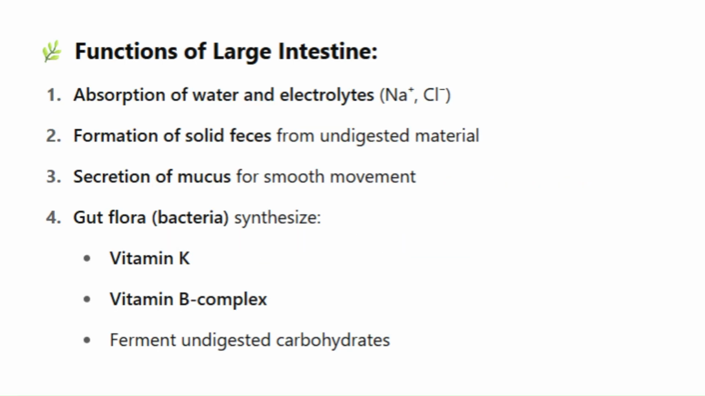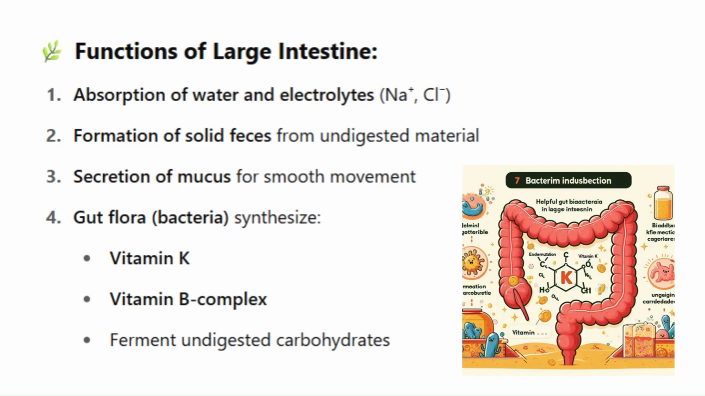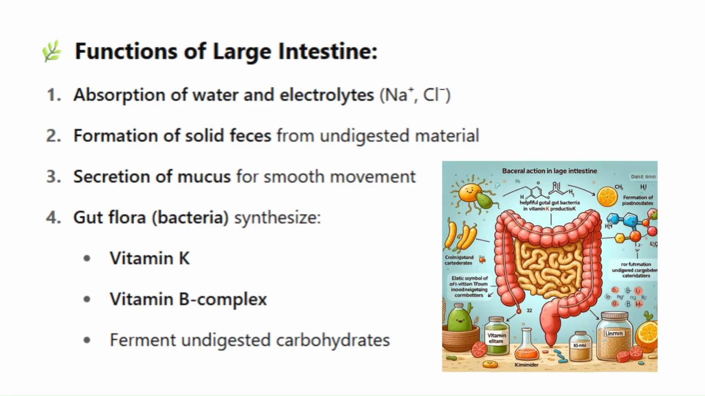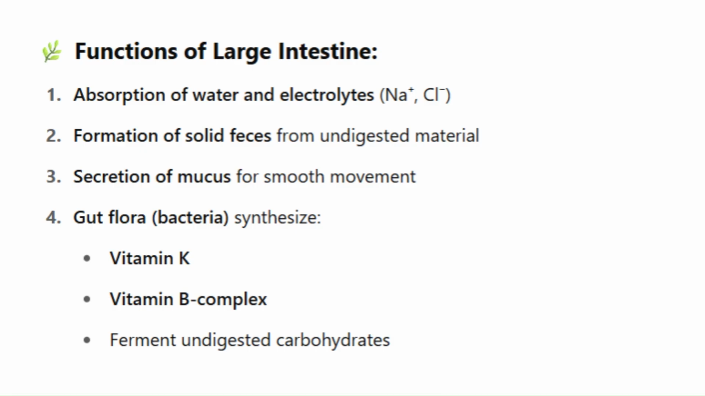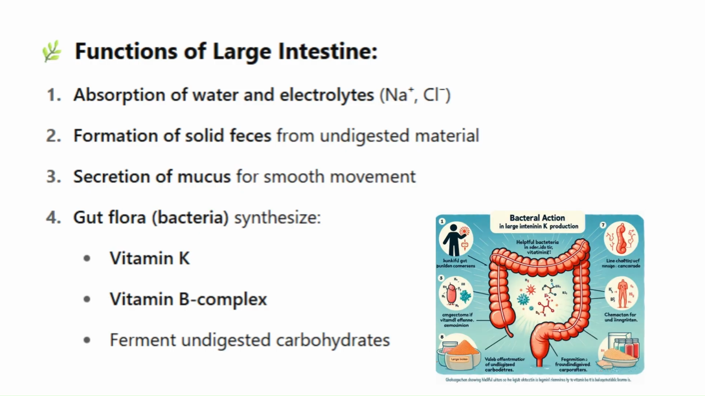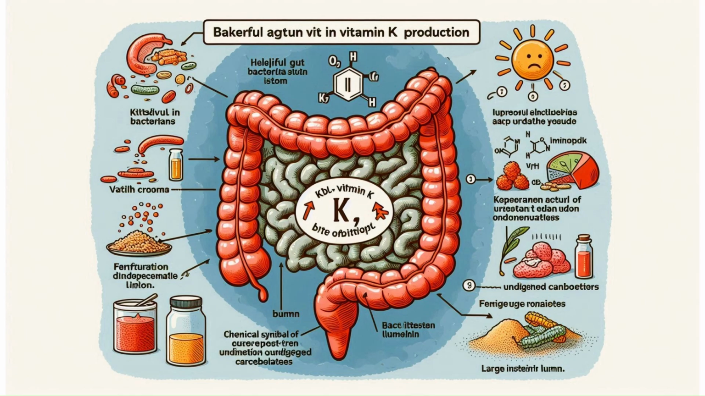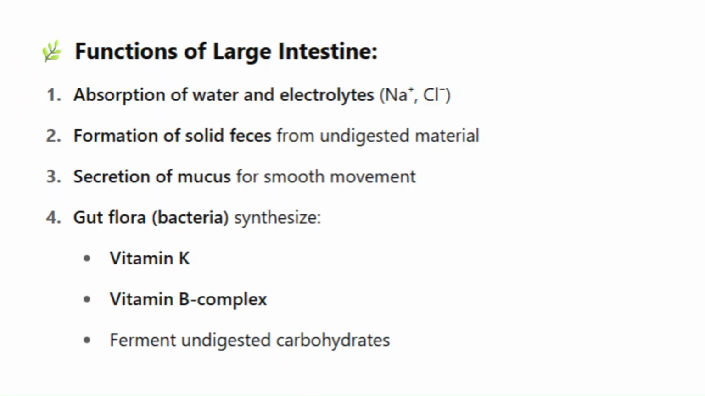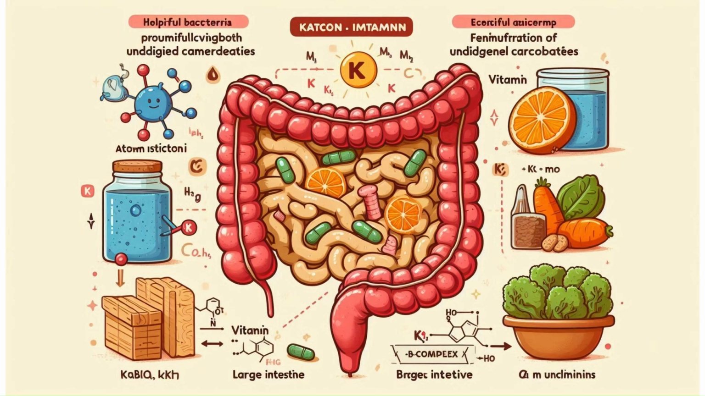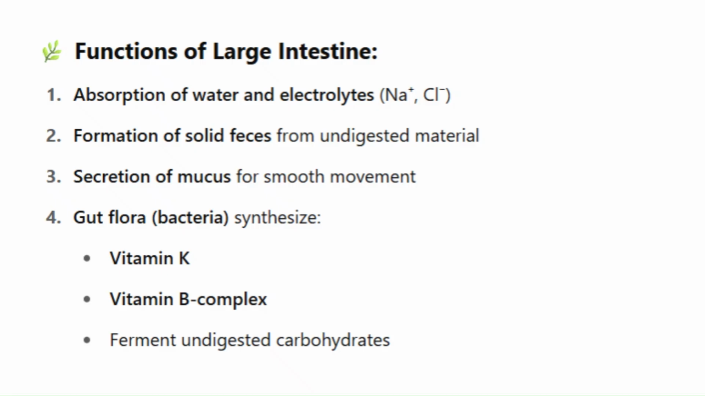But it has other important jobs. It absorbs water and electrolytes, like sodium and chloride. It forms semi-solid feces from undigested food. It secretes mucus to ease the movement of waste. And most interestingly, it houses gut bacteria, which help in synthesizing vitamin K and B-complex vitamins, and ferment remaining carbohydrates.